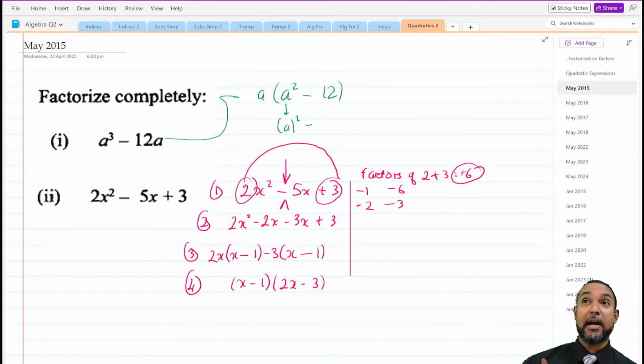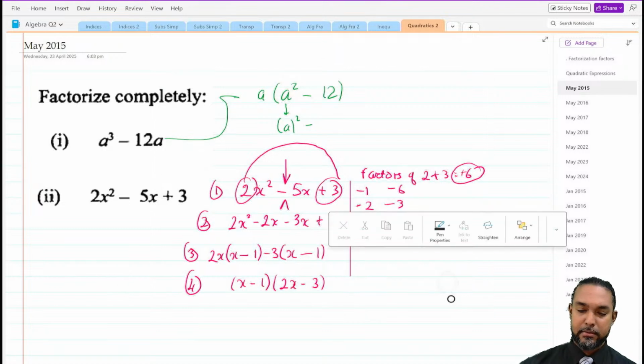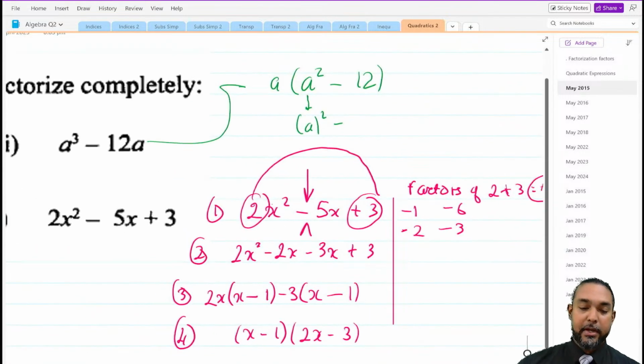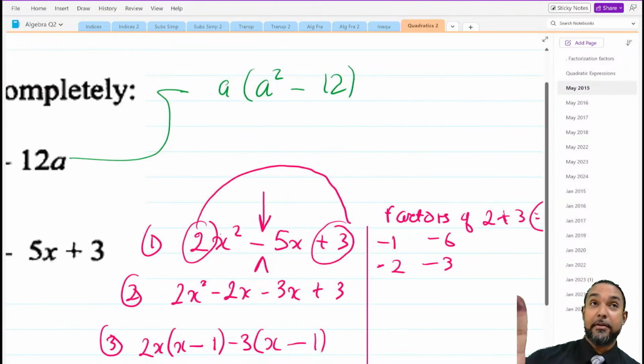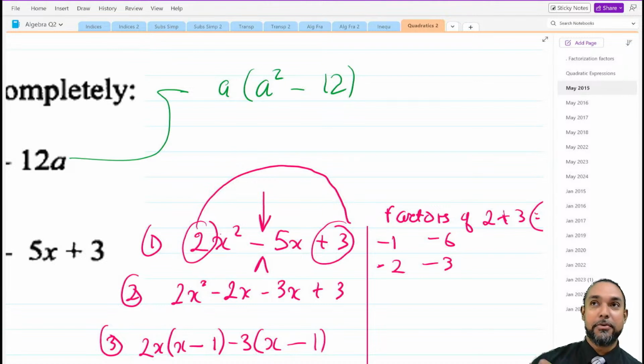Now this is a special hack. If you ever find yourself needing it, you could use this hack. It was A cubed first, right? So what I did was I pulled out the A. But the thing is, 12 is not a perfect square, right? But this is the trick I'm going to show you. Again, this is not really something you're supposed to know how to do, but I've seen them bring something like it on exams before. So I'm just showing you, right?